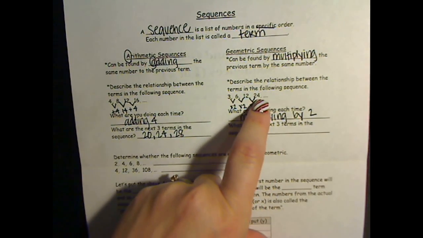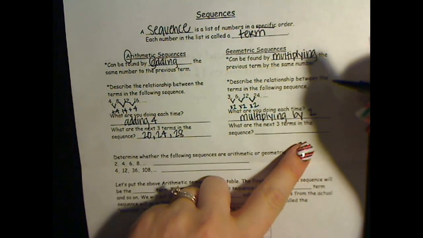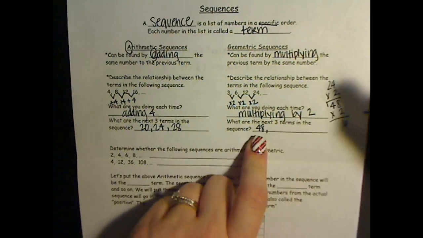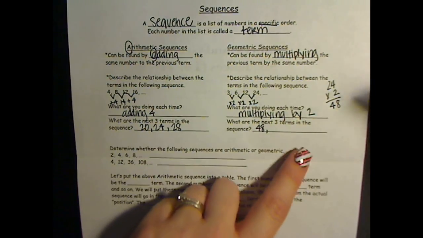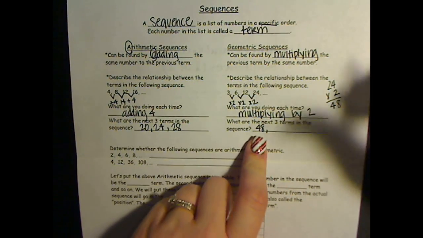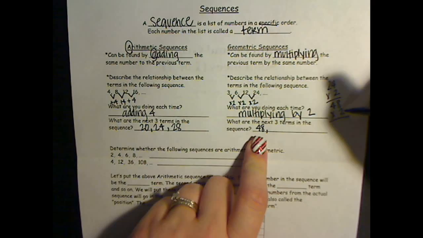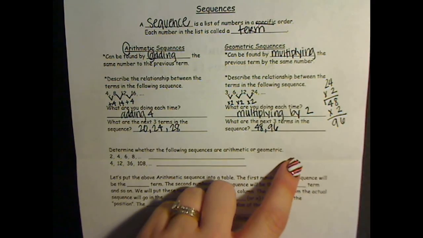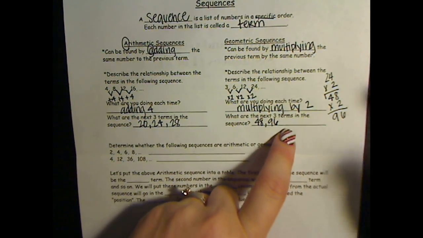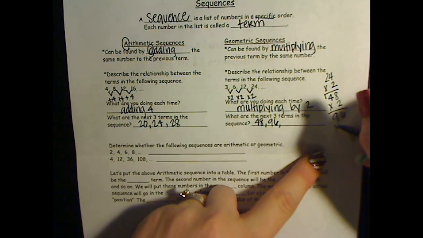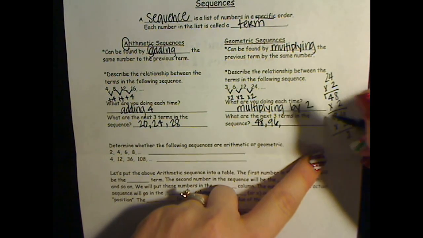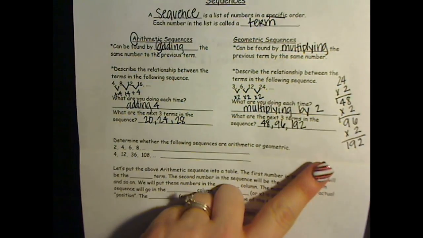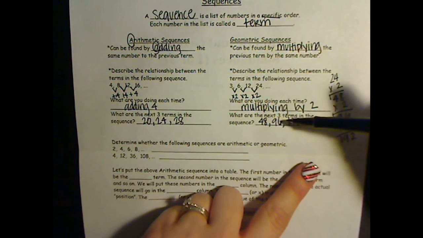Well, I need to know 24 times 2, and 24 times 2 is 48. And then to get the next number, I would multiply 48 times 2. So 48 times 2, 2 times 8 is 16. That would be 9. So 96 is my next number. And then to get the next number again in my sequence, I would multiply 96 times 2. 2 times 6 is 12. That's 18 plus 1 is 19. So 192. So the next 3 terms in my sequence would be 48, 96, and 192.